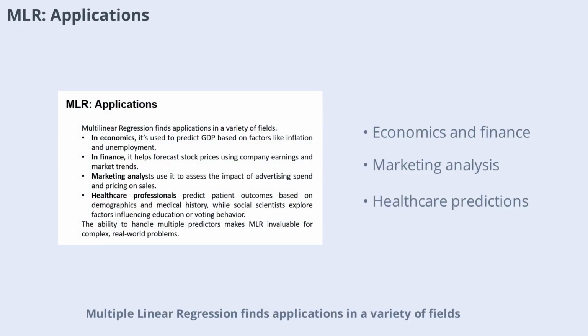Multiple linear regression finds applications in a variety of fields. In economics, it's used to predict GDP based on factors like inflation and unemployment. In finance, it helps forecast stock prices using company earnings and market trends. Marketing analysts use it to assess the impact of advertising spend and pricing on sales. Healthcare professionals predict patient outcomes based on demographics and medical history, while social scientists explore factors influencing education or voting behavior. The ability to handle multiple predictors makes MLR invaluable for complex, real-world problems.